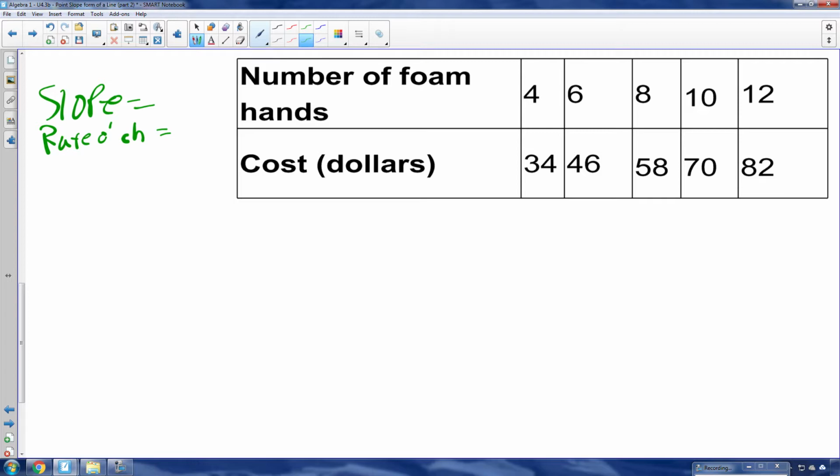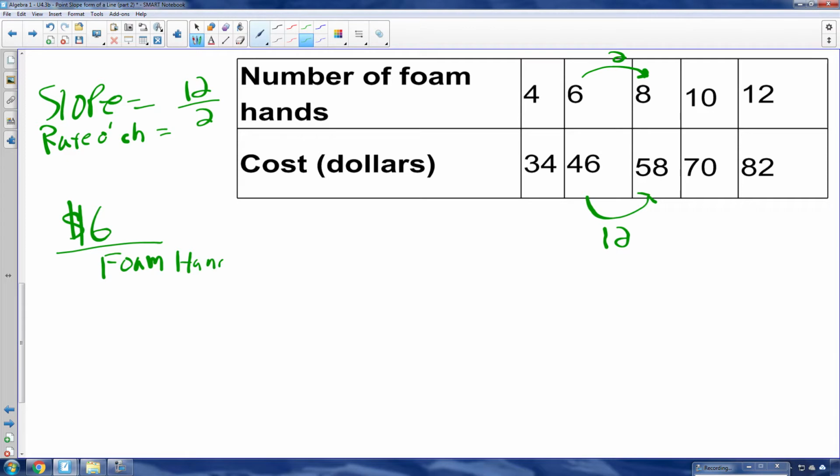So we got the rate of change, which is the change in y over the change in x. Now what do you think is the change in y? It doesn't really matter, I guess, but logically, change in y should probably be the cost, right? Yes, go for it. 12. Okay, so I would say 12 is the change in y. It doesn't really matter where we go. And the change in x is 2 then? So change in y over change in x is 12 over 2, which is 6. What is on top, dollars or foam hands? $6 per foam hand, okay?